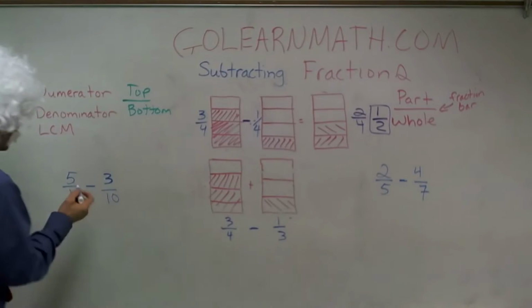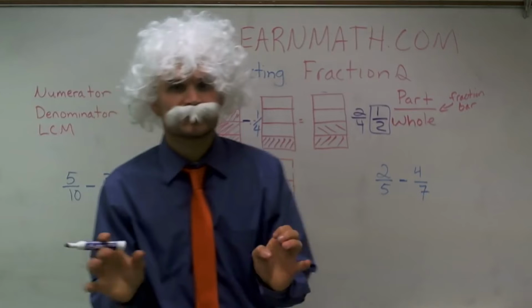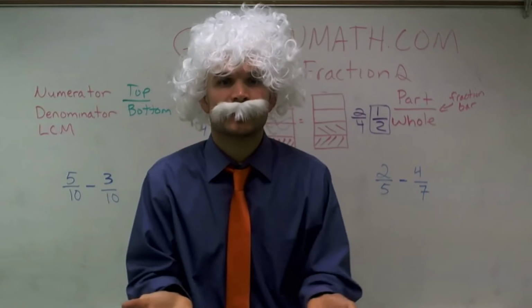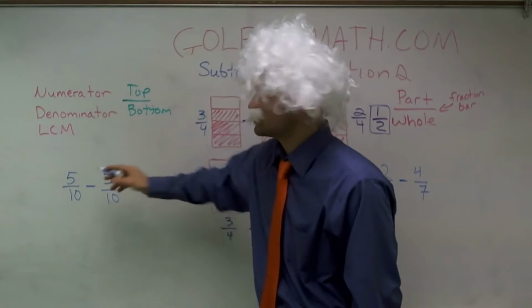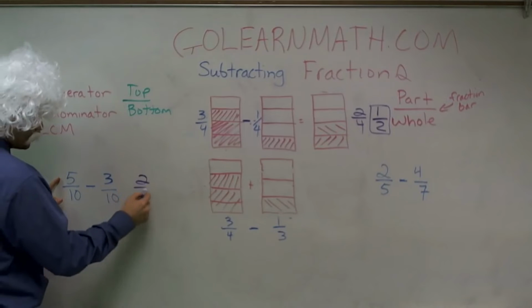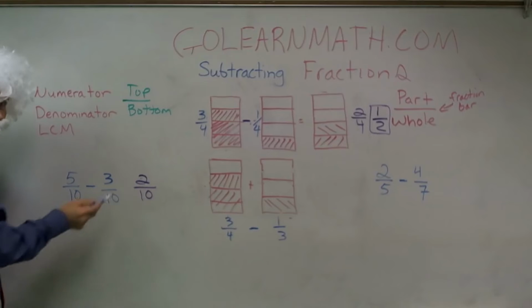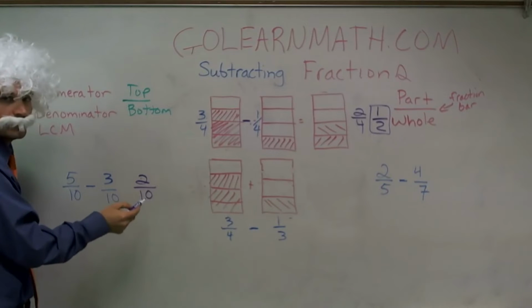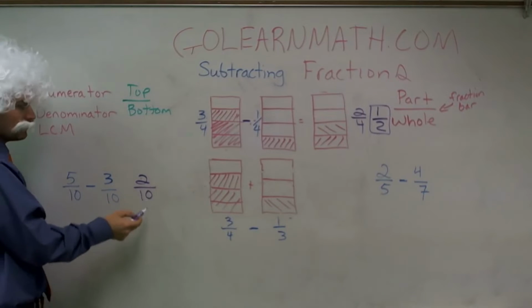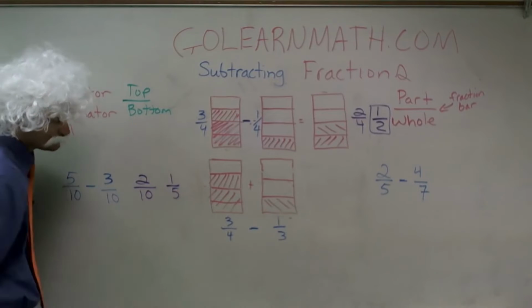Okay. So the first one, we have 5/10 minus 3/10. When you're subtracting fractions, we have to make sure that our denominators are the same. And what we're going to do is just simply subtract the numerators. So 5 minus 3 is 2 over 10 parts. Therefore, now I can reduce this again. 2 is a common factor for both of these, so I can divide the top and bottom by 2 to receive 1/5.